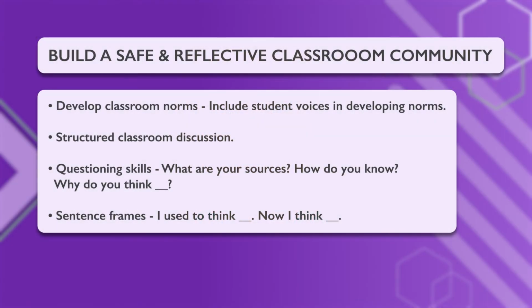Next, build a safe and reflective classroom community. Develop classroom norms and include student voices when developing those norms. Try practicing structured classroom discussions. Try practicing questioning skills. Make it the norm in your classroom to ask questions like, "What are your sources? How do you know? Why do you think that? I used to think this, now I think this."